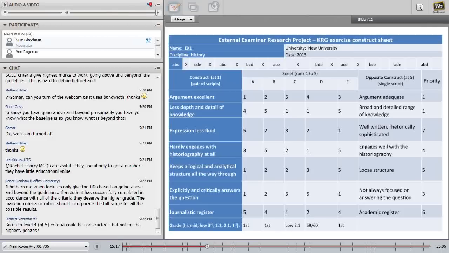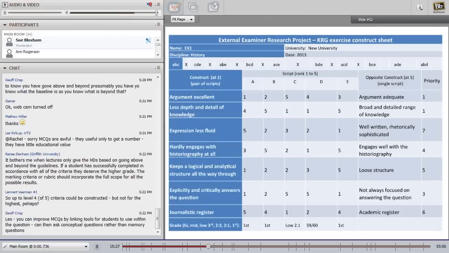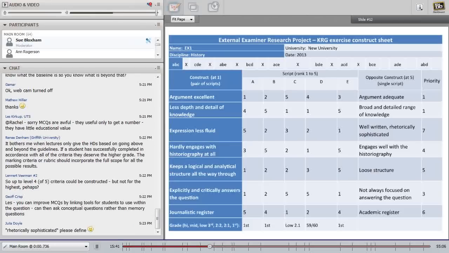And then after they'd said excellent argument and argument adequate, we said, okay, for each of the 5, if argument excellent is 1 and argument adequate is 5, what would you say for the other assignments? So we were trying to get them to rate all of the 5 assignments against the construct that they had come up with. It wasn't something that we gave them.